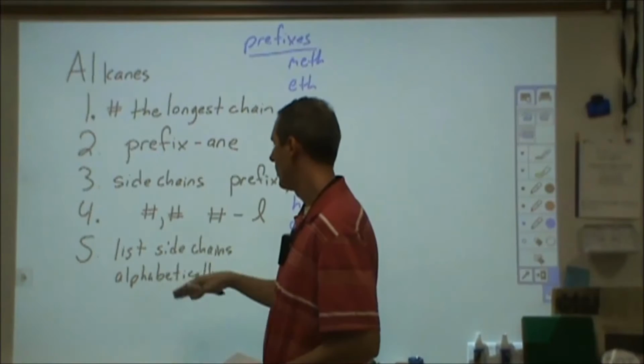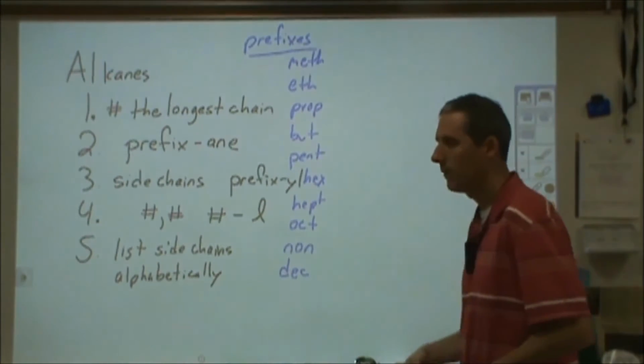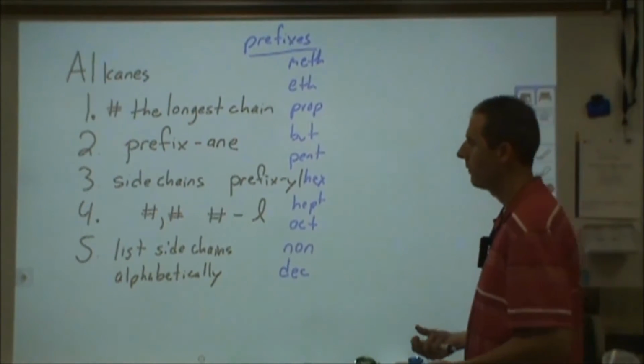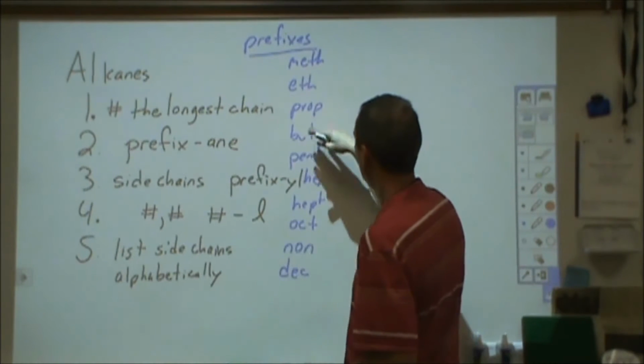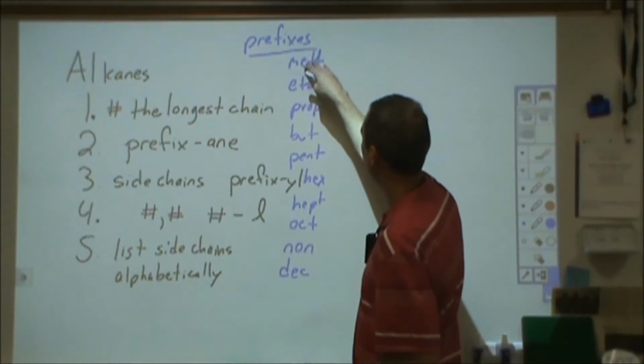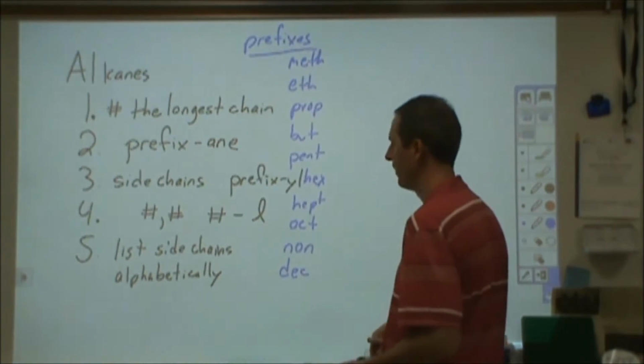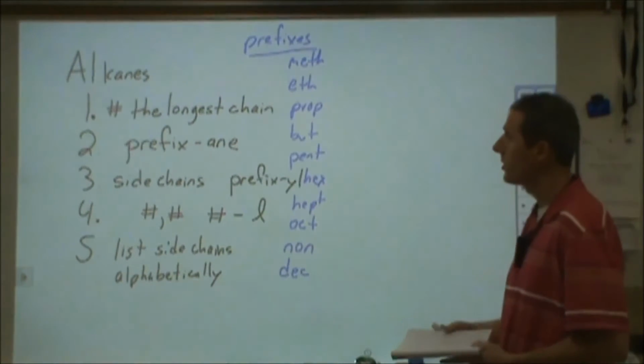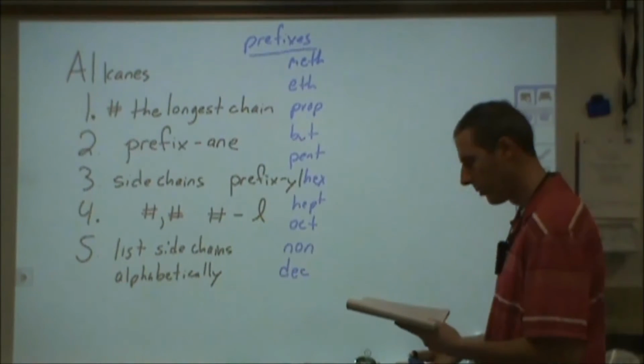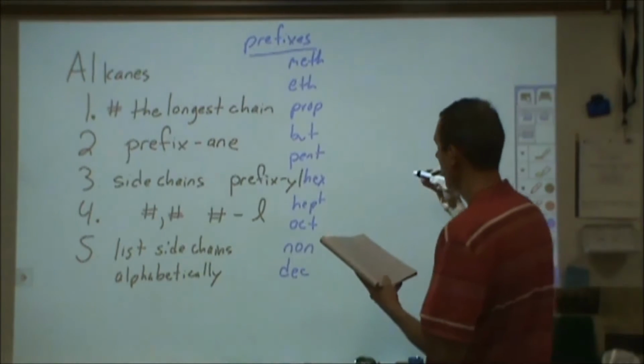And you are going to list the side chains alphabetically. Use di or tri prefixes. That does not affect your alphabet. So ethyl would get listed before methyl, which would get listed before propyl. Okay? So what I want to do for each of these is go through just a simple example and then a little more complicated example to kind of give you an idea.